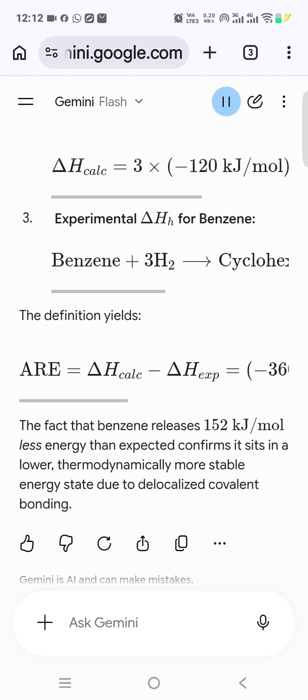B. Magnetic criteria of aromaticity. When an aromatic molecule is placed in an external perpendicular magnetic field, B_0, the delocalized pi electrons circulate freely around the ring. This macrocyclic electronic motion creates a diatropic ring current.